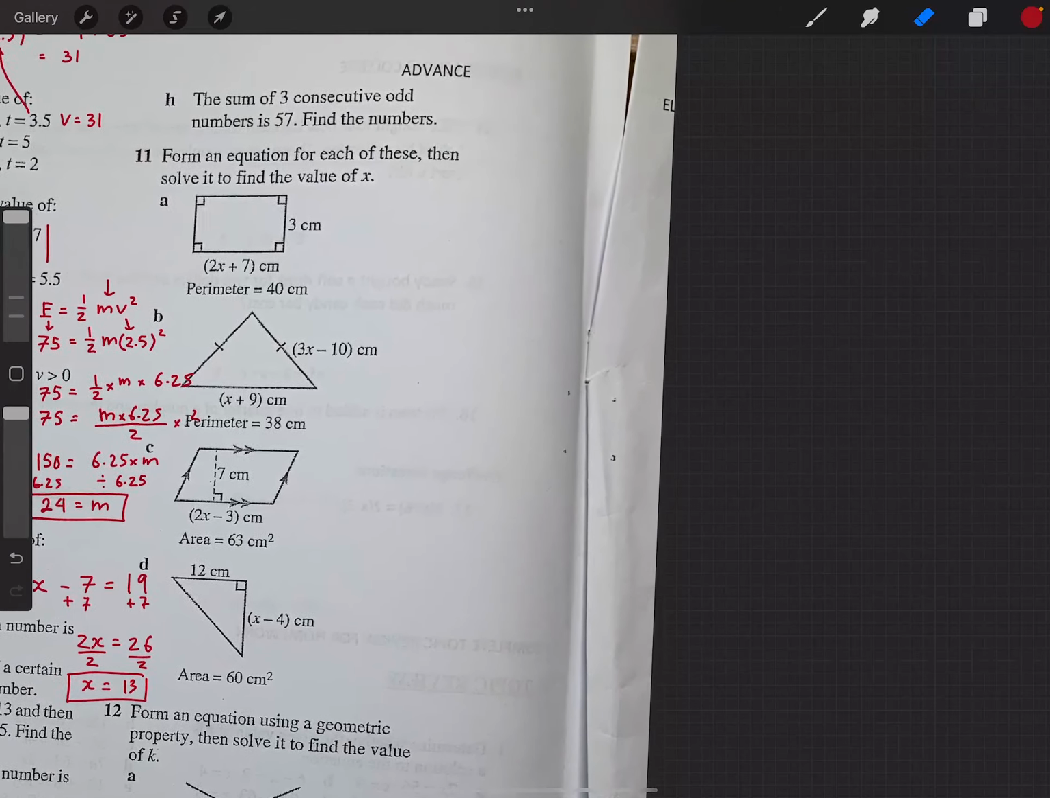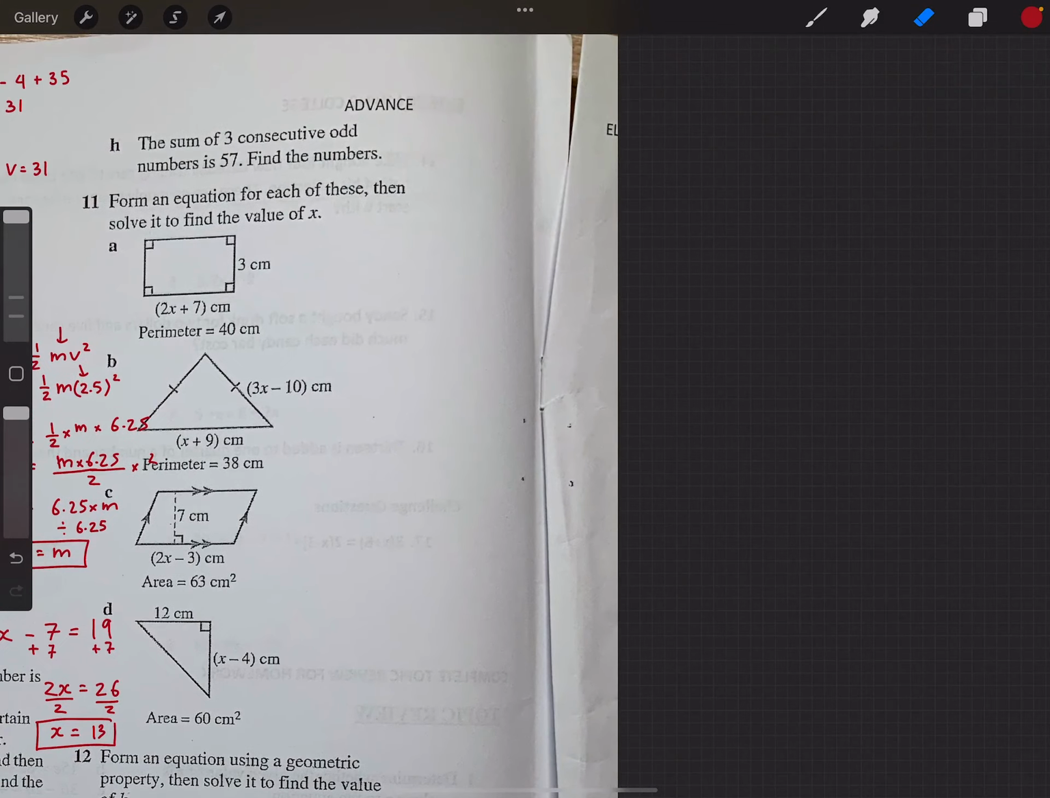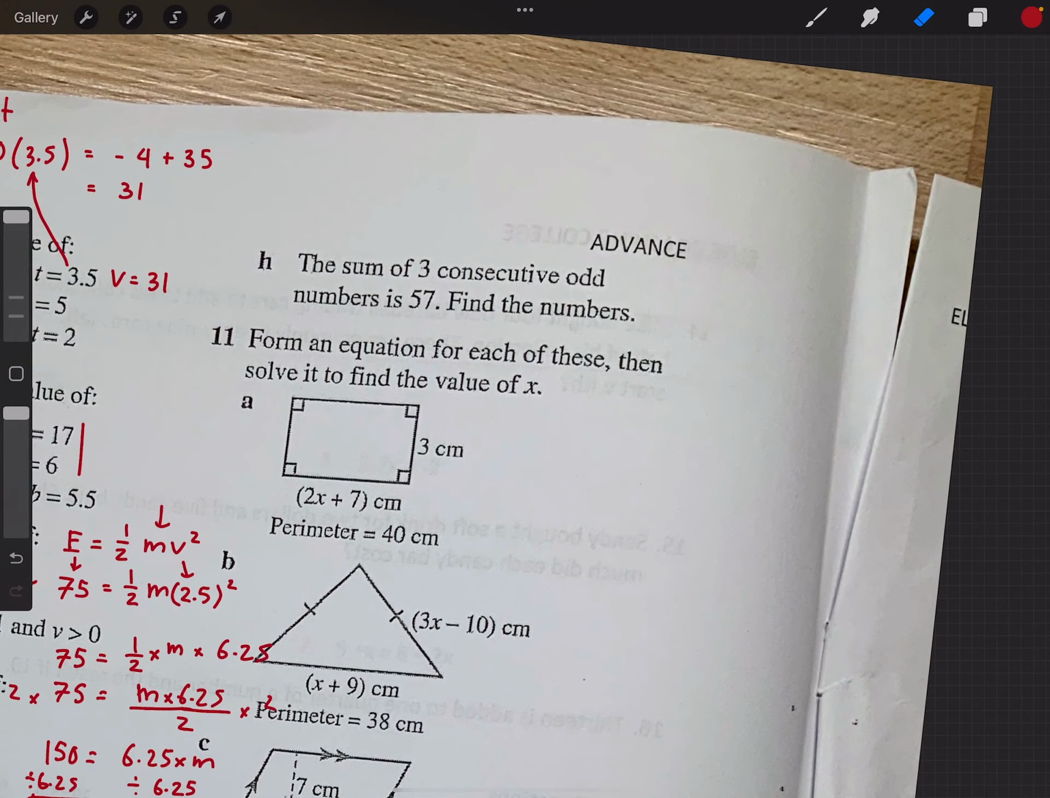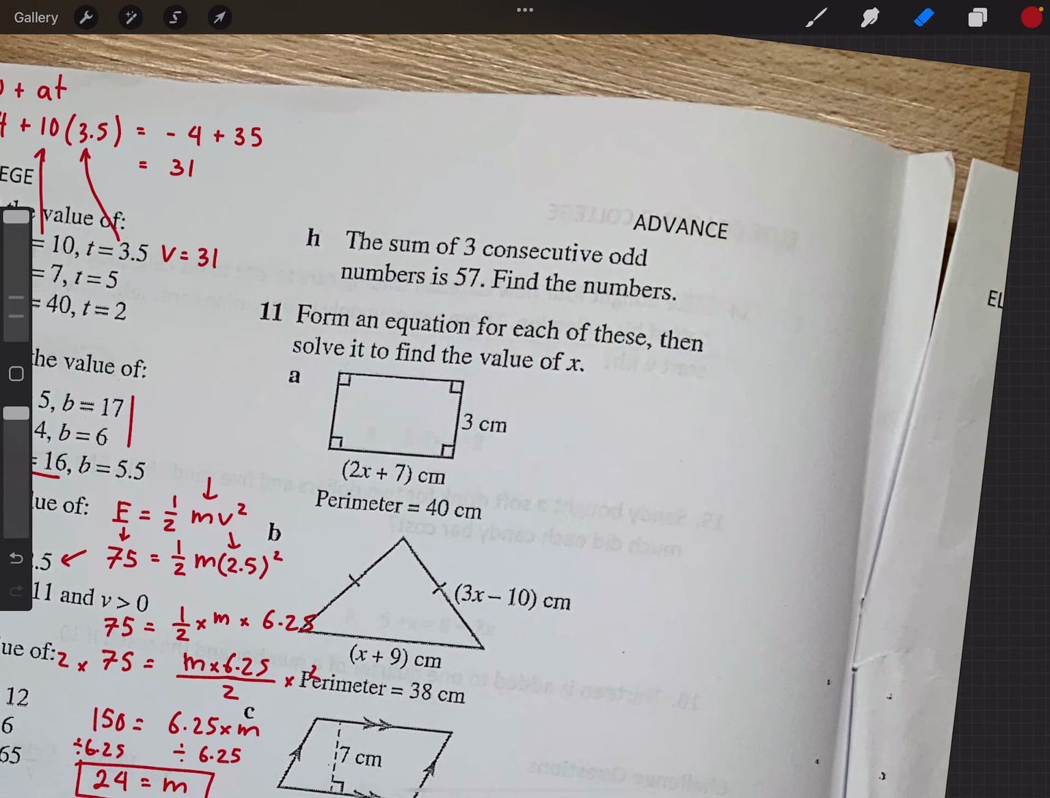Question H, the sum of 3 consecutive odd numbers. Okay, this one's tricky, so I'll help you with this one. 3 consecutive odd numbers. So let the first number be x. The second number be x plus 2. These are odd numbers, okay? So whatever number this is, the next odd number you have to add 2. So for example, if the first number was a 7, the next one will have to be a 9 because 7 plus 2 will be 9. Okay, so it goes up by 2.